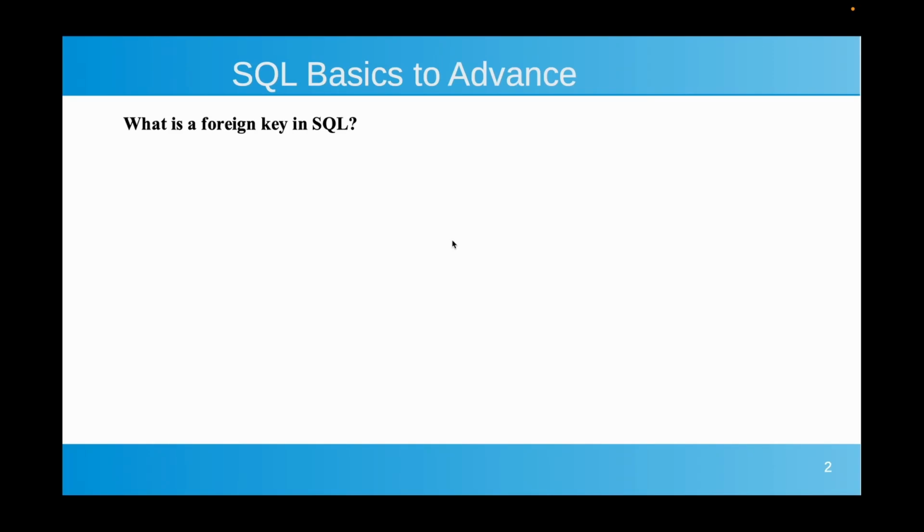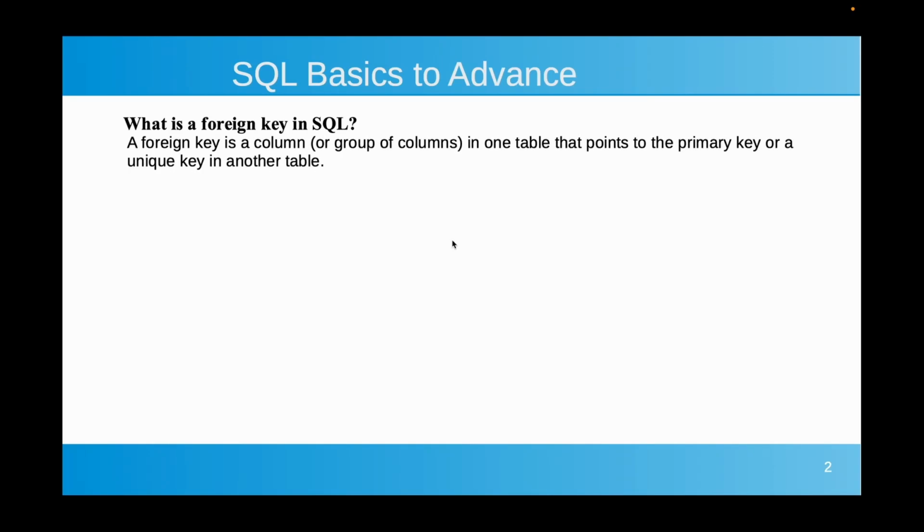So what is a foreign key? A foreign key is a column or group of columns in a table that points to the primary key or a unique key in another table. It enforces data consistency and prevents orphan rows.